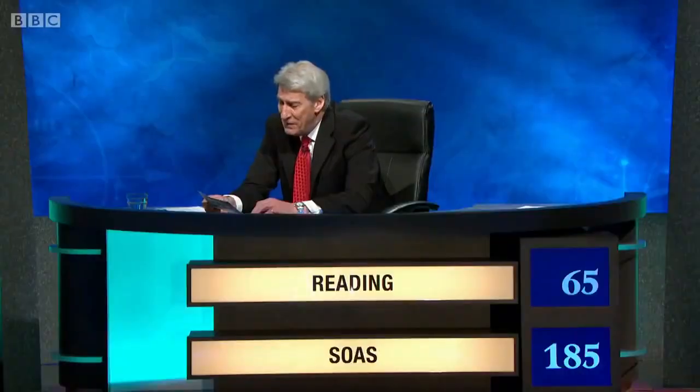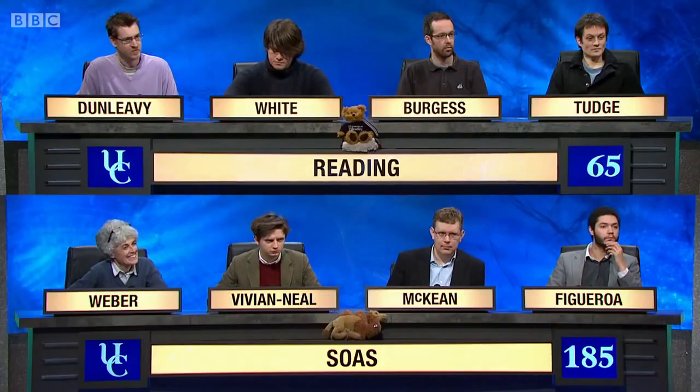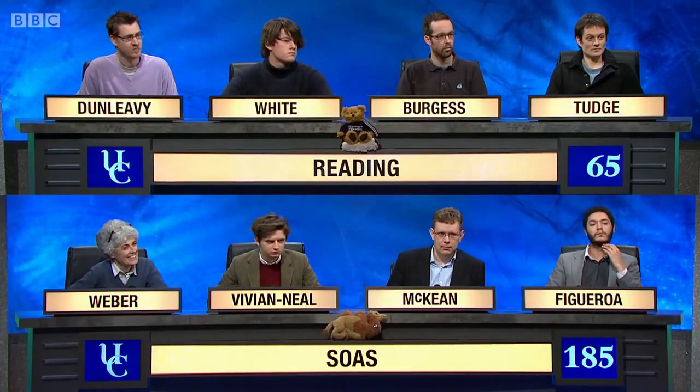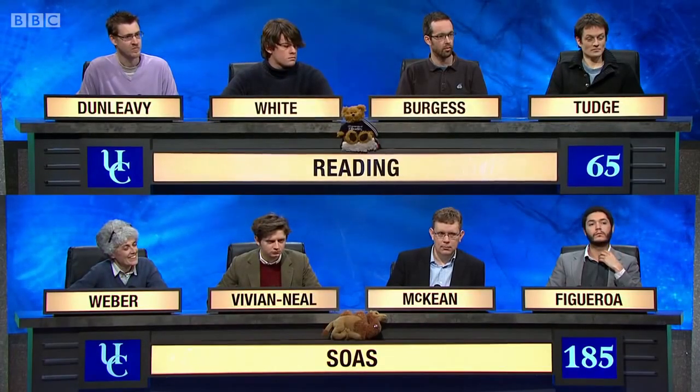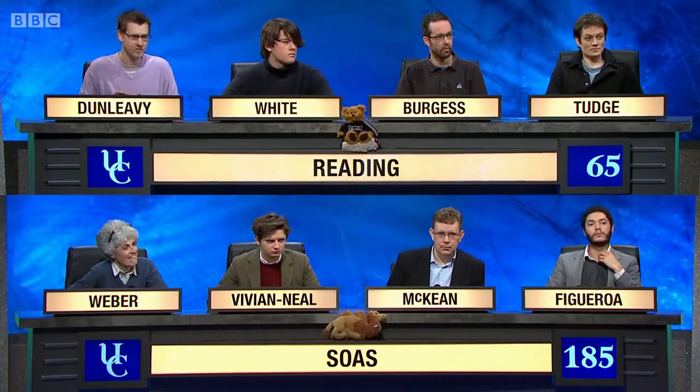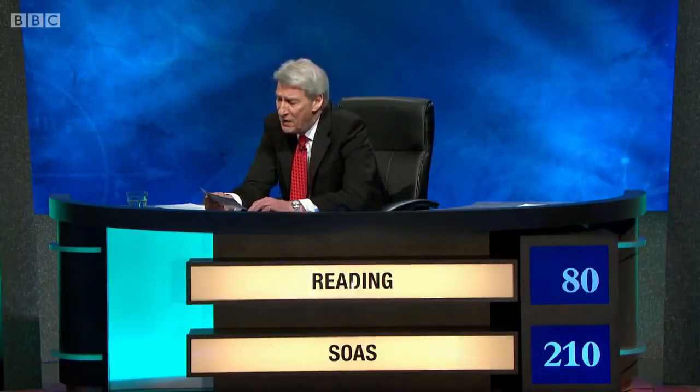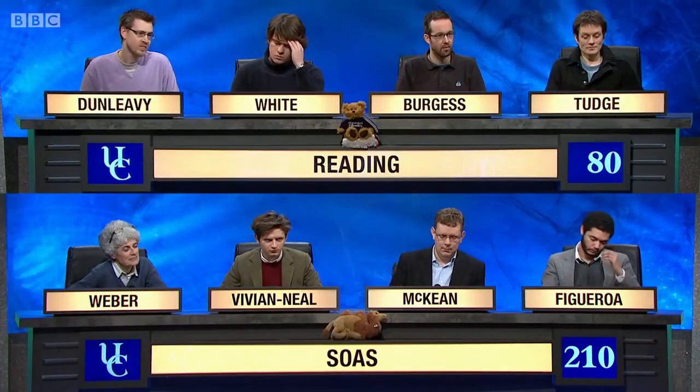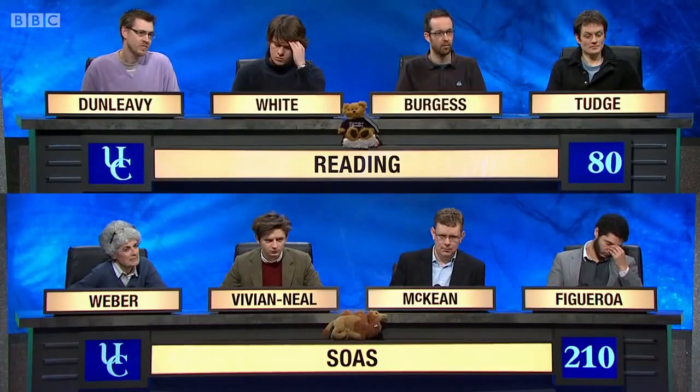10 points for this. 355 over 113, 223 over 71 and 22 over 7 are all rational numerical approximations... Reading, Burgess. Pi? Of pi, yes. Answer as soon as your name is called. Give the dictionary spelling of the geometrical term isosceles. Reading, Tudge. I-S-O-S-E-S-C-L-E-S. SOAS, Vivian Neal.